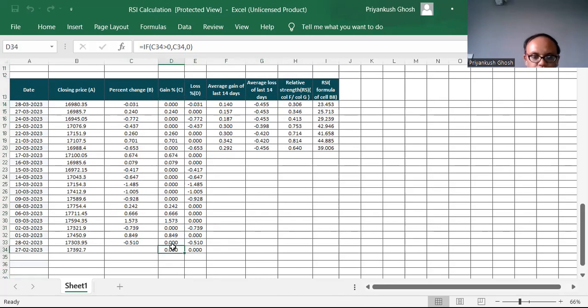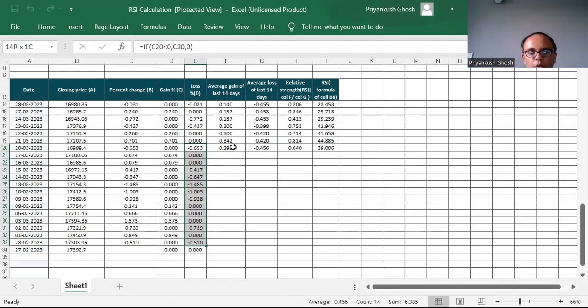Now what happens on 20th of March? This is my average of D20 to D33. How many days did Nifty close positive here? I will calculate the average over 14 days, because I'm calculating the last 14: 1, 2, 3, 4, 5, 6, 7, 8, 9, 10, 11, 12, 13, 14. If you see my formula, D20 to D33. This is my gain column, the average gain of the last 14 days. And what is the average loss of the last 14 days? This.